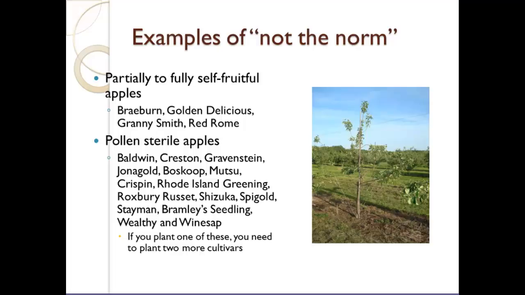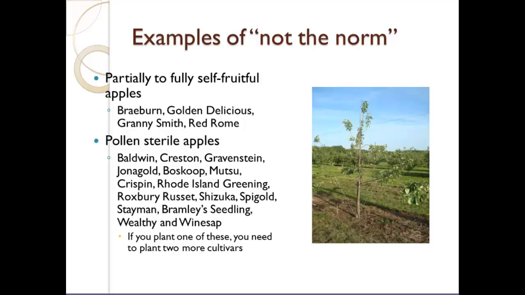We see that quite commonly in blueberries. Though they don't absolutely need it, it's generally better if you do have a second cultivar to improve pollination. Now, the other not the norm is that there are certain apples that have pollen which is sterile, meaning that they cannot pollinate anything. You can see the list here of several that I have listed that are pollen sterile. These are also called triploid apples. If you get on the internet and type in triploid apples or pollen sterile apples, you can see more than what I have listed here.